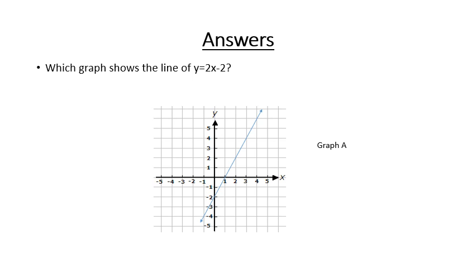Okay, so let's see how you went. The answer was graph A, and we can see that because we know our y-intercept is -2, and therefore this line crosses at -2, and we know the gradient is 2, and obviously this goes up 2 and across 1, up 2 and across 1. All right, so there, graph A.